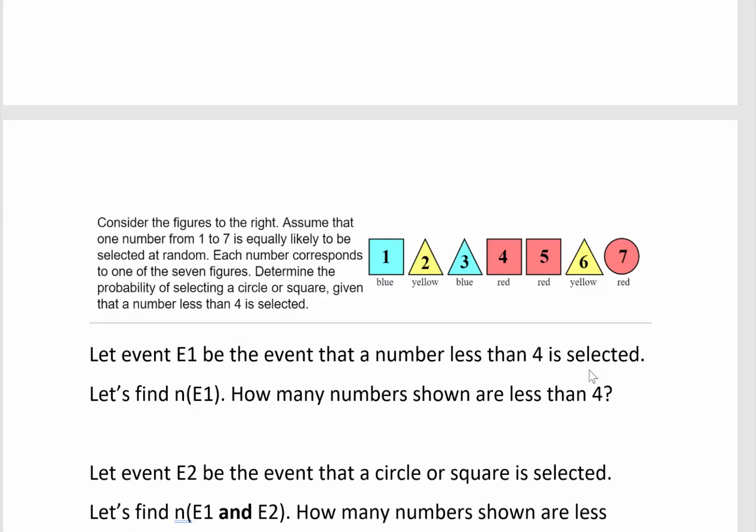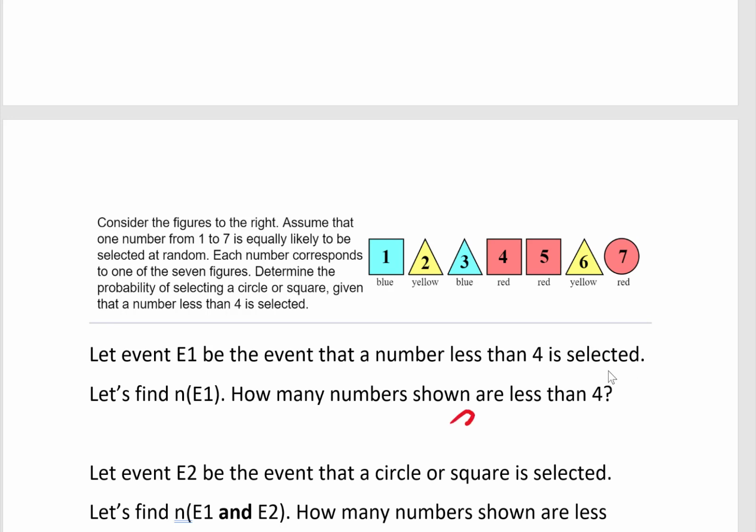Consider the figures to the right. Assume that one number from 1 to 7 is equally likely to be selected at random. Each number corresponds to one of the 7 figures. Determine the probability of selecting a circle or a square given that a number less than 4 is selected. Let the event E1 be the event that a number less than 4 is selected. Let's find the number of outcomes in event E1. How many numbers shown are less than 4? And we see that there are 3.